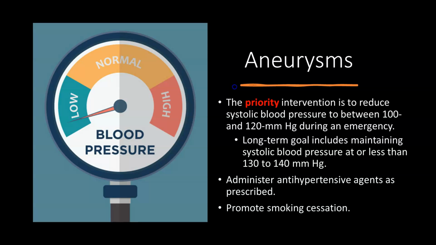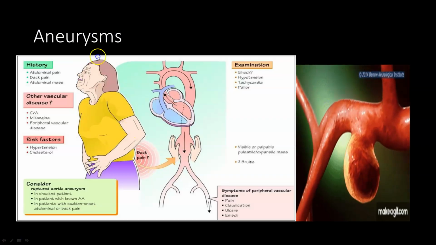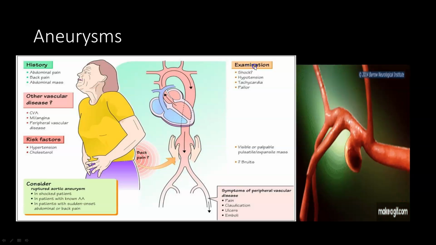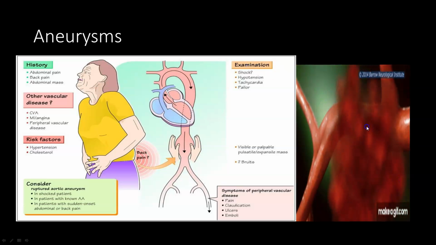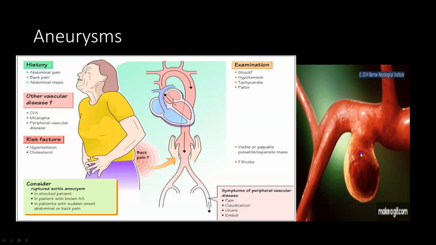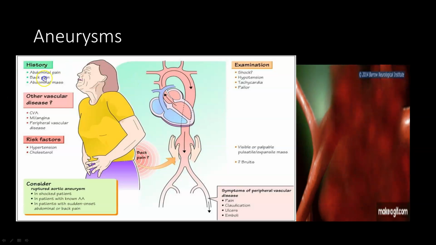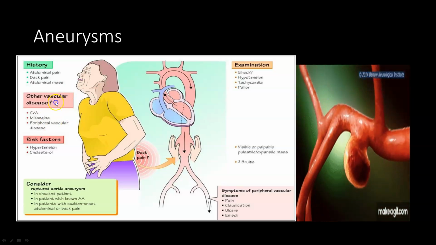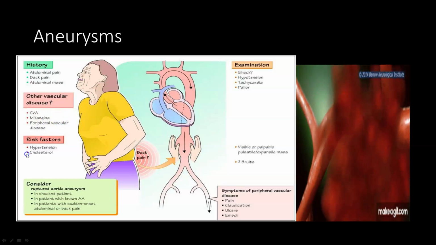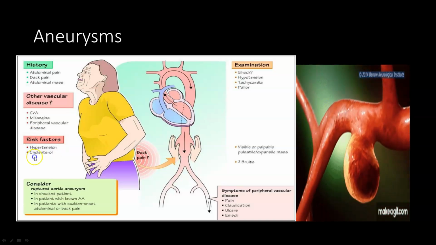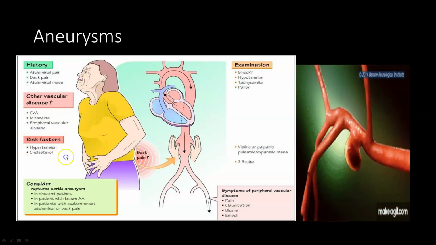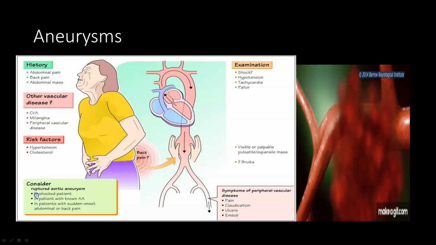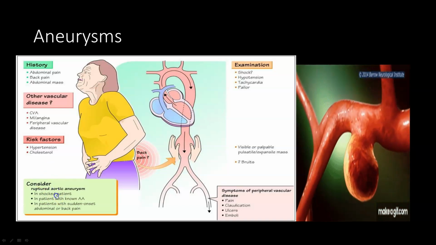So lots of teaching about your antihypertensive medications and lots of teaching about your smoking cessation, the same stuff that we always talk about. So here we kind of see the process again of what you're looking at with this outbulging, and we see it explode on us. We know that we're thinking abdominal pain, back pain, abdominal masses. They have other underlying comorbidities, hypertension. Usually they have hyperlipidemia. We know if they rupture, they're at increased risk for shock.